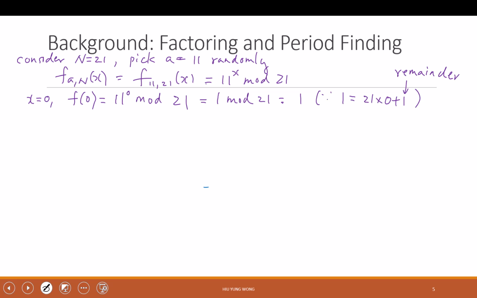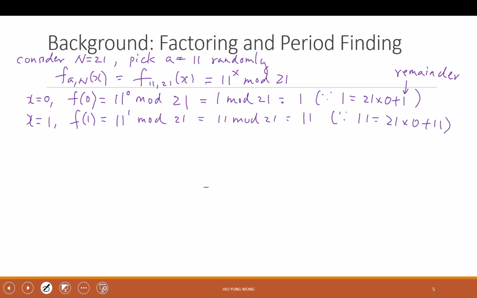Okay, so now we go to another step. X must be an integer, so we only care about x equal to 1. Then what is f of 1 by definition? 11 to the power 1, thank you, mod 21, right? Which is 11 mod 21. What is the remainder for this one? 11, right? Because 11 again equals 21 times 0 plus 11, the remainder. Very boring. So let's continue.